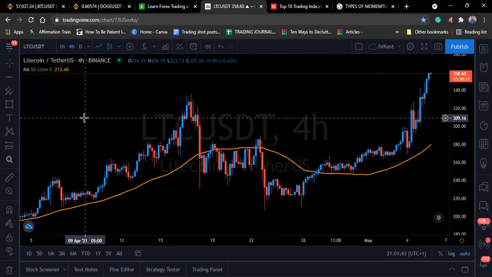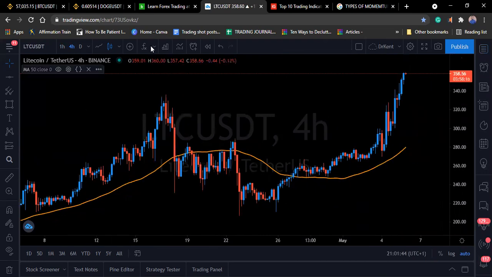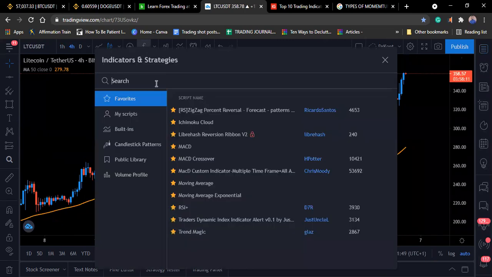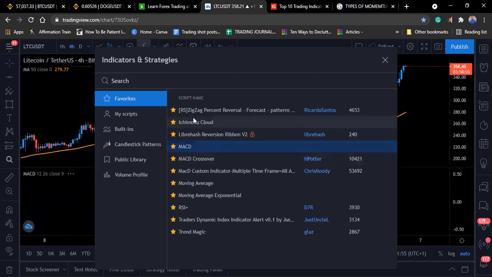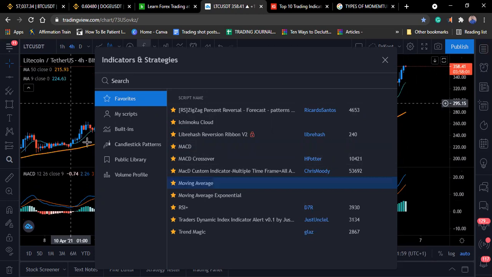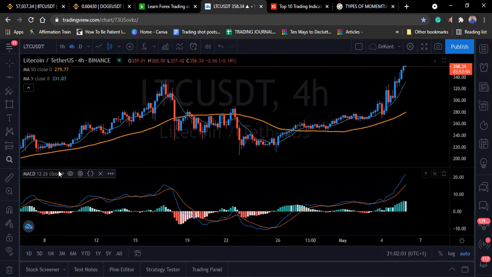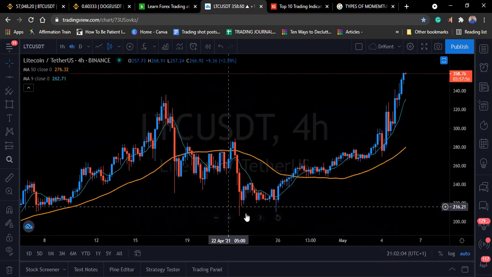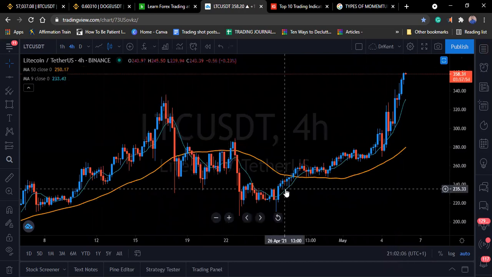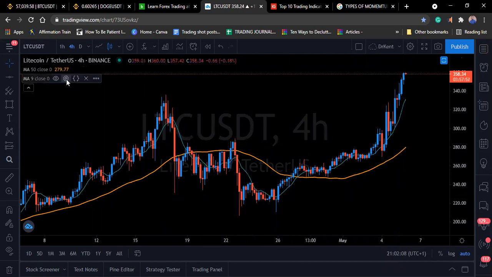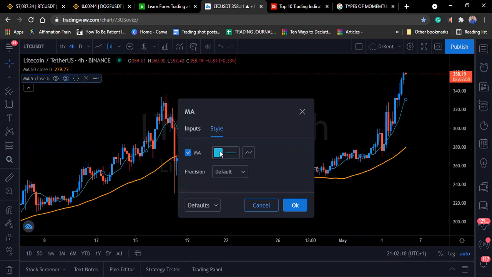You could also use an indicator that says, let's add another indicator. Okay, now I've added another indicator, this tiny blue line. Let's make it white so that it's visible.